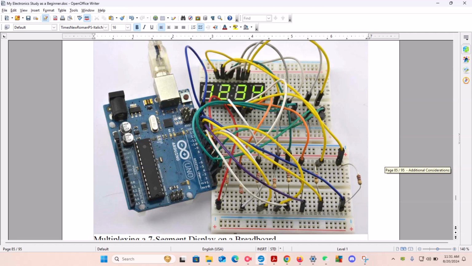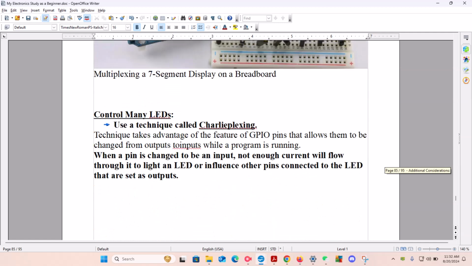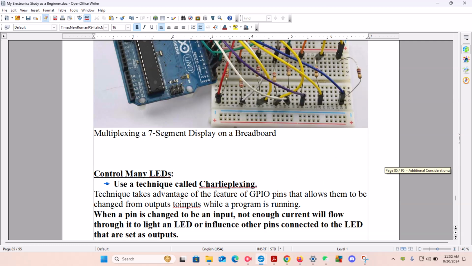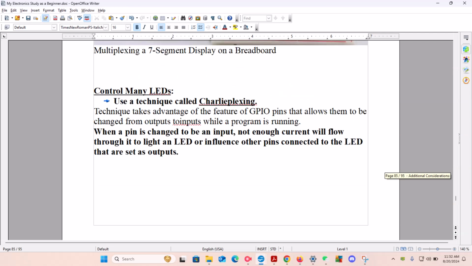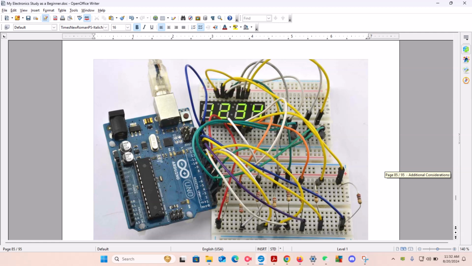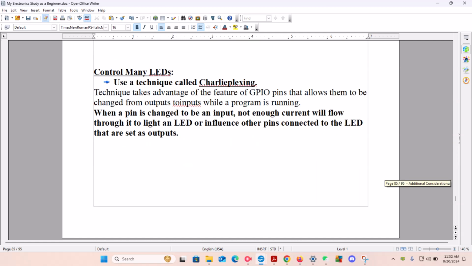In this example, we have a 7-segment display on the breadboard. The Arduino board itself is connected to the breadboard and outputs an LED display. To talk more about multiplexing a 7-segment display on a breadboard, we have to consider controlling many LEDs. So here we have the output LEDs, 1, 2, 3, 4, technically for each digit.